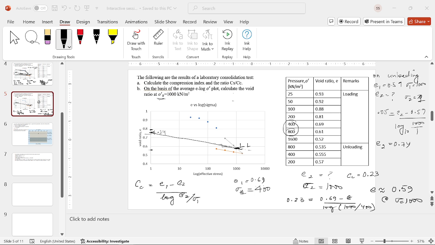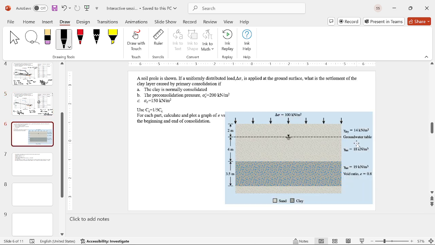We can take a short break, but okay, let's do it after. So the next question. A soil profile is shown below. If a uniformly distributed load delta sigma is applied at the ground surface, what is the settlement of the clay layer caused by primary consolidation?